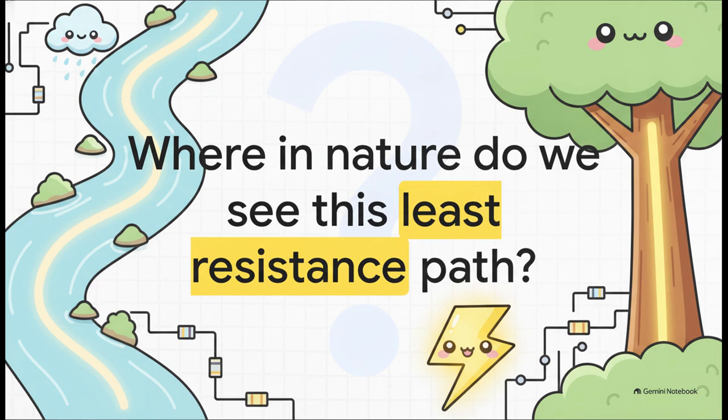To wrap things up today, I want to leave you with a slightly broader thought. We just learned that in a current divider, the flow naturally splits precisely in a way that minimizes the total energy used, inherently favoring the path of least resistance. It's a mathematical certainty in electronics. But where else in nature do we see this exact same path of least resistance at play?